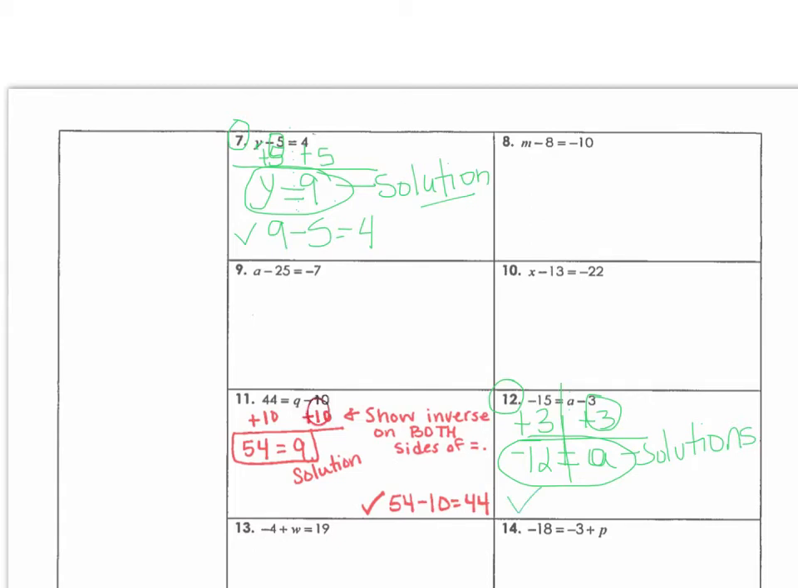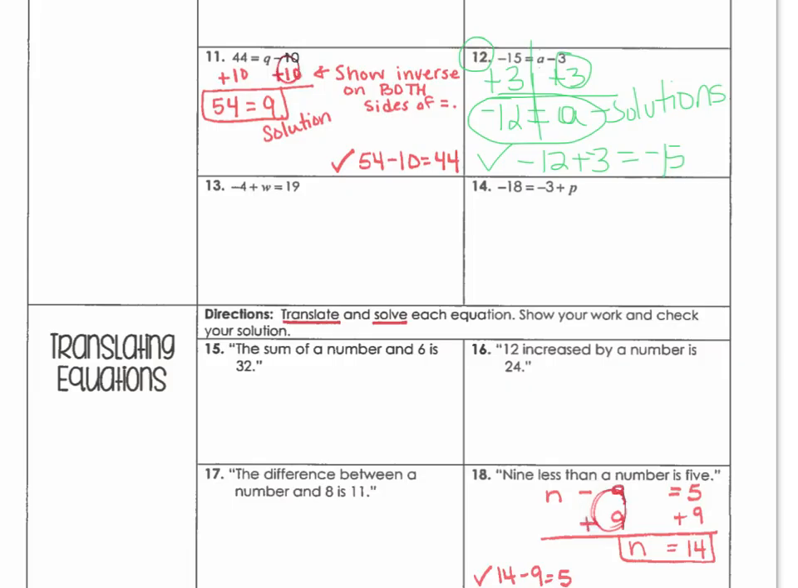And I can check. Let's see, the solution was negative 12 plus 3 equals negative 3, sorry, and that does equal the negative 15. Whew, that was a close one. All right, I think I got time for one more. All right, let's look at this one.